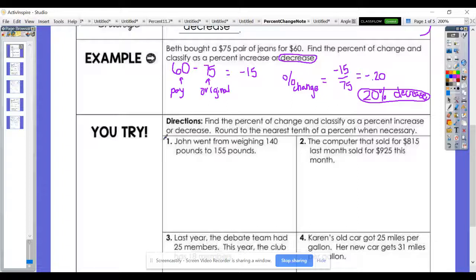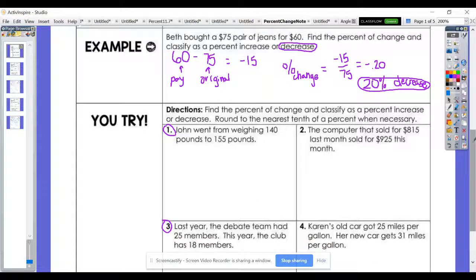I want to look at numbers 1 and 3. So number 1 gives us, John went from weighing 140 pounds to 155 pounds. They want me to find the percent of change and classify as a percent increase or decrease. So without even looking at the word problem, let's kind of do this pay minus original to see if we get a positive or a negative number. Obviously, in this case, it's not really what I am originally paying in the context of this problem. It's going to be John's final weight.